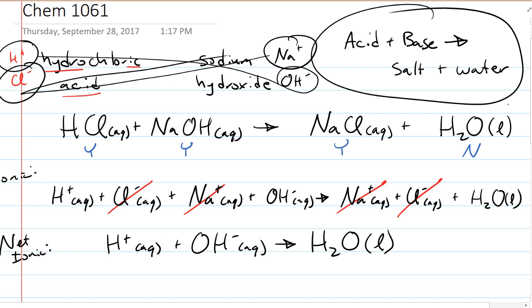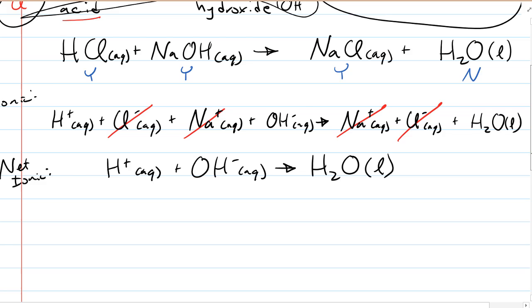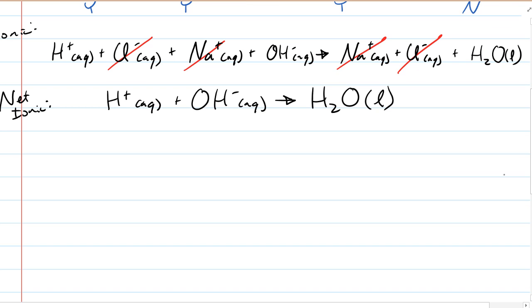Now, one exception that doesn't follow this model when we react together an acid and a base is if the base is ammonia. And so we're going to look at that next one. What happens if that base is ammonia? So the next reaction we're going to look at is what happens when we take hydrochloric acid and react it with ammonia.